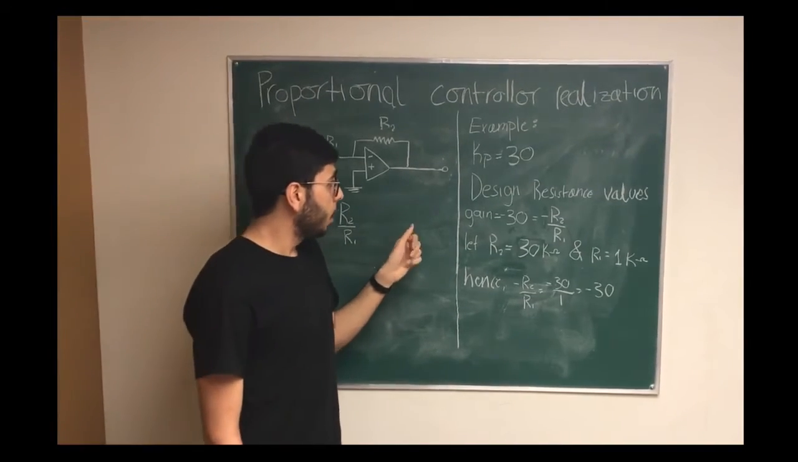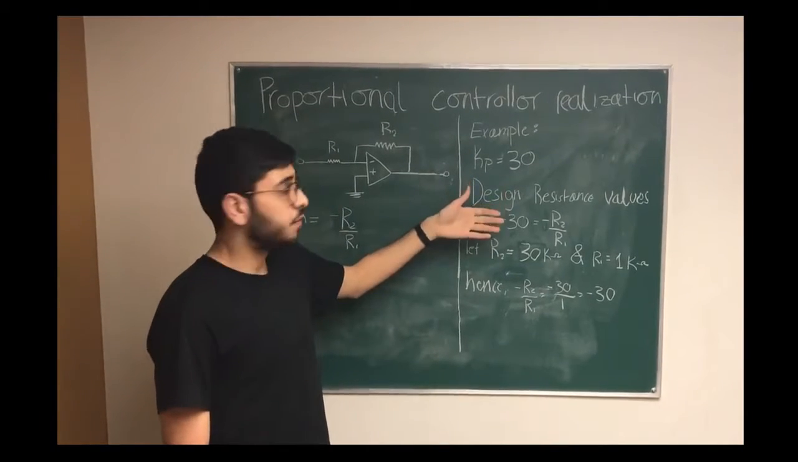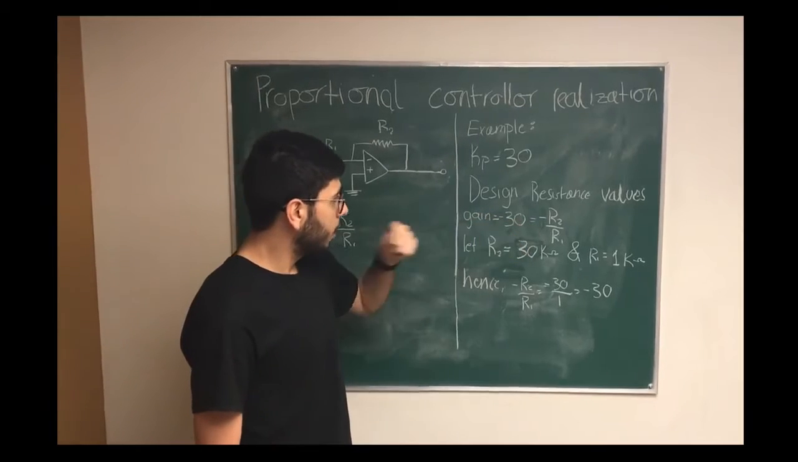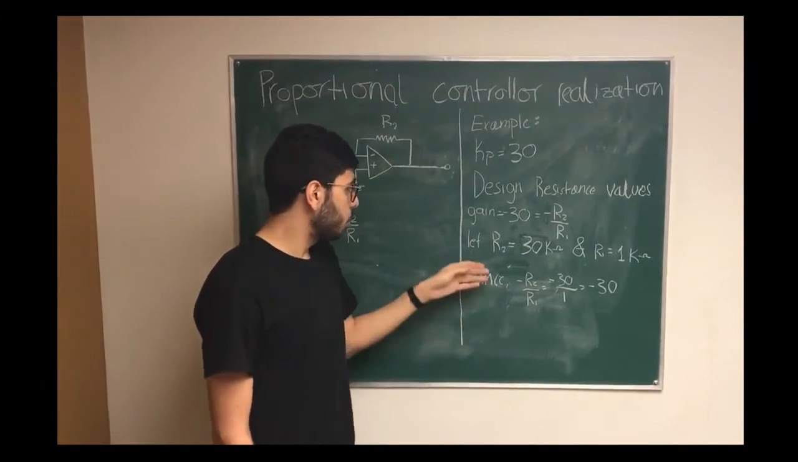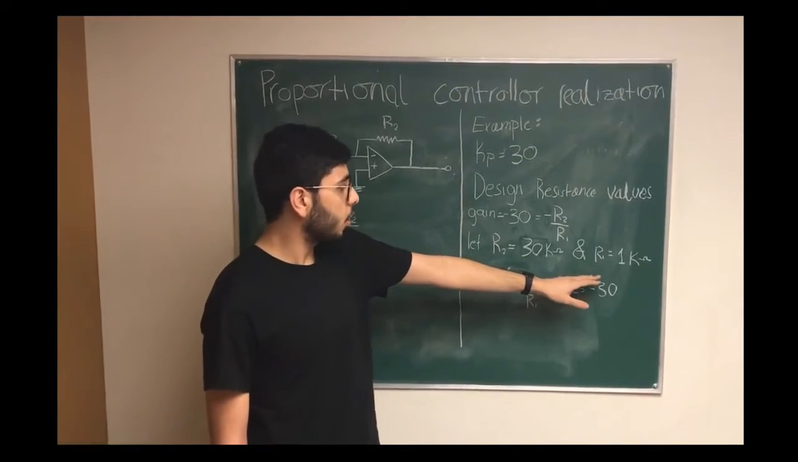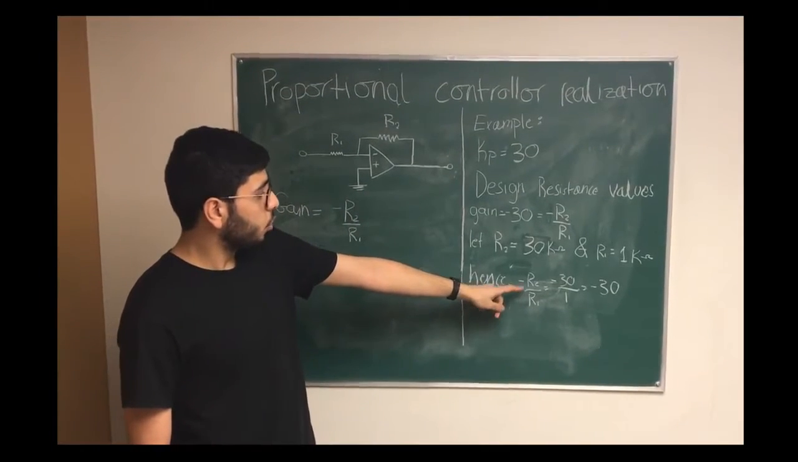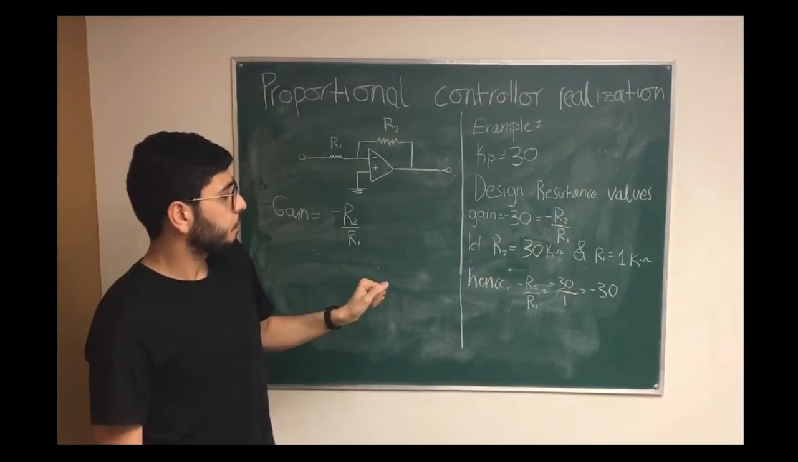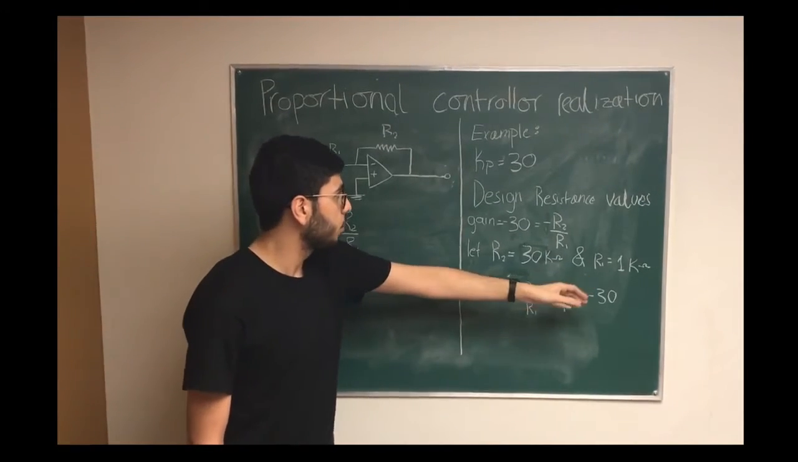For this case, we know that the gain of negative 30, which will be inverted later on to a positive value, is given by the formula negative R2 divided by R1. For our case, we decided to make R2 a value of 30 k ohms while keeping R1 as 1 k ohm. When you insert these values into our gain formula, we do get a gain of negative 30, which is what we wanted.